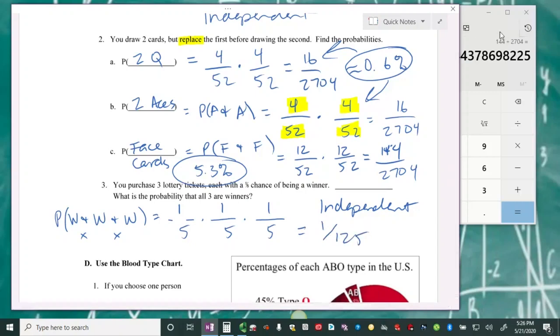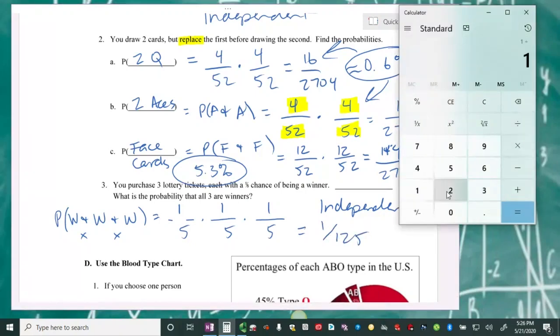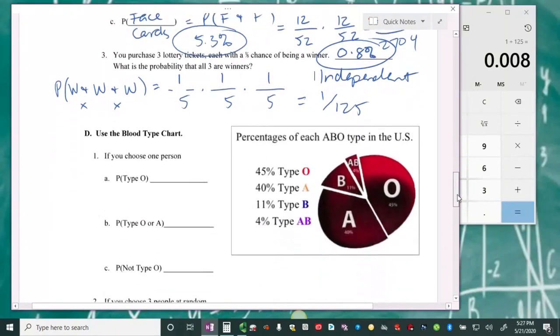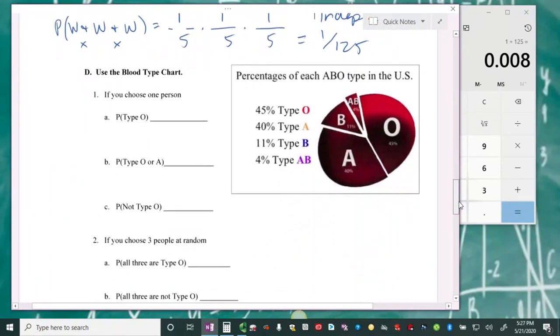So I can go ahead and just do that math quickly to get a percentage. So 1 divided by 125, we get 0.008, a really small percentage here, or 0.8%. So independent versus dependent events. Here's an example. We're using data or results. So we are looking at empirical probability, which we also call the relative frequency probability. We're going to use the chart to answer these probability questions.